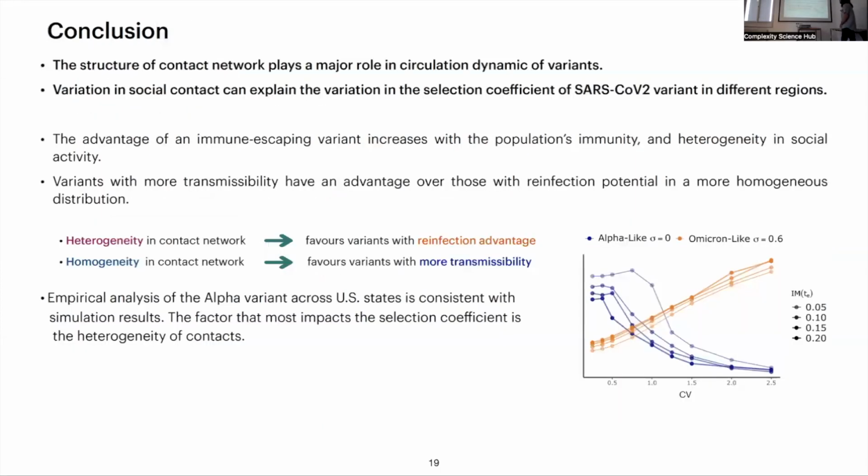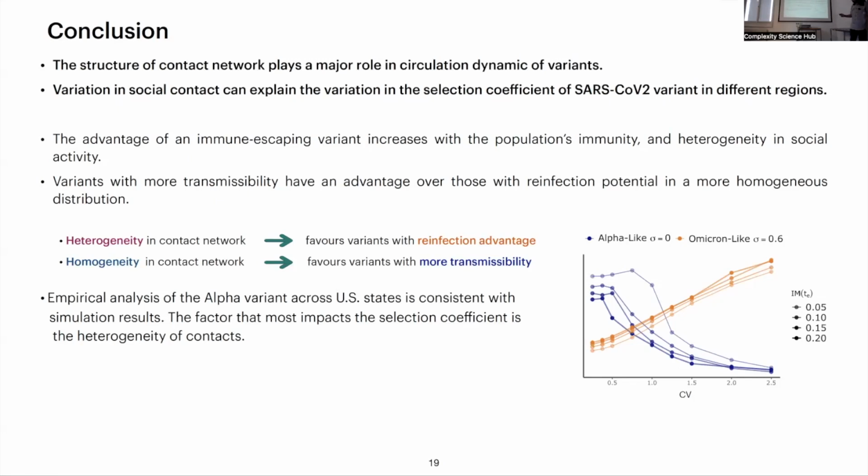Well, that's it. Let's conclude. My main conclusion is, first of all, that the structure of the contact network plays a major role in the growth rate of a newly emerging variant. Then this structure can explain the spatial diversity that we observe across different regions. As an example, I presented the diversity across different states in the US.